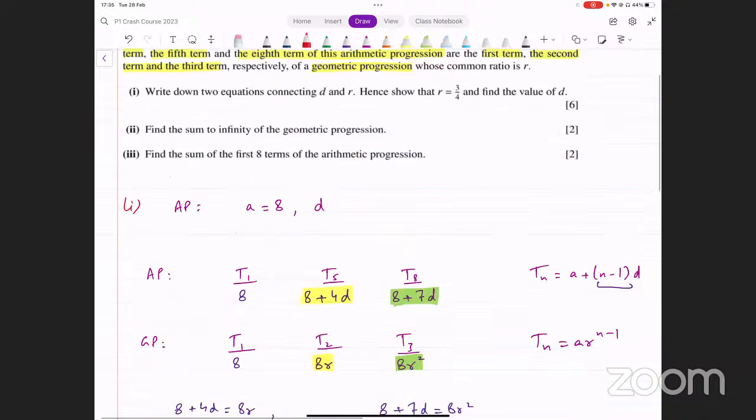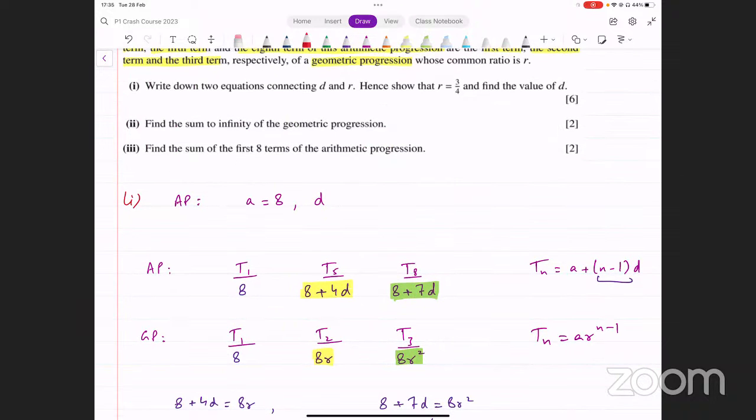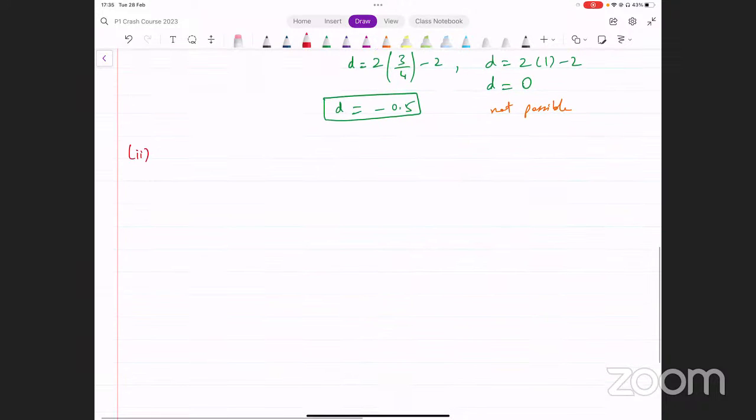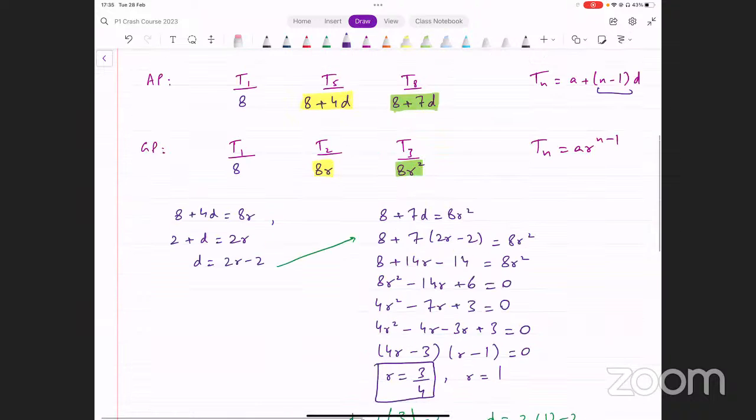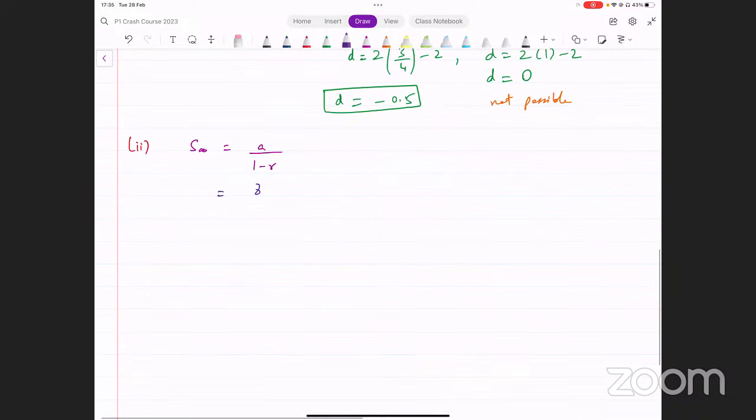Let's look at the next part now. In the next part, it says, find the sum to infinity of the GP. That's relatively straightforward. Sum to infinity formula is just a over 1 minus r. We know what the first term is. For the GP, it's 8. We've also found the ratio.